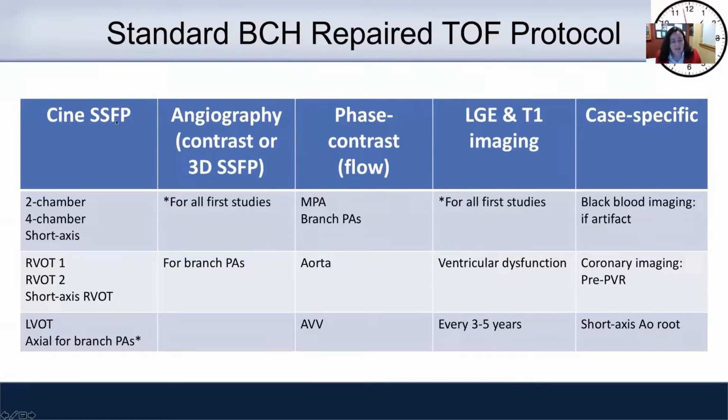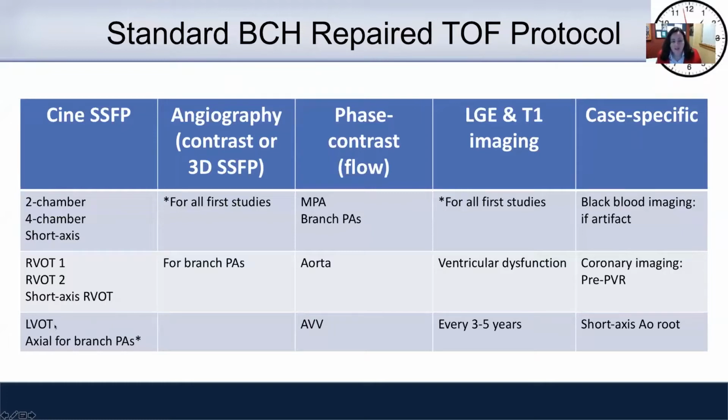Cine SSFP, we rely heavily on this, looking at 2-chamber, 4-chamber, and short axis views. We do specific imaging of the right ventricular outflow tract to look at that in short axis to help guide decisions for pulmonary valve replacement. And I'll share some of those images with you.